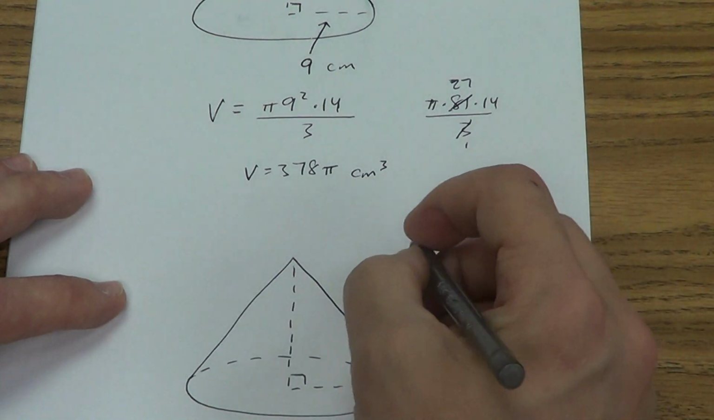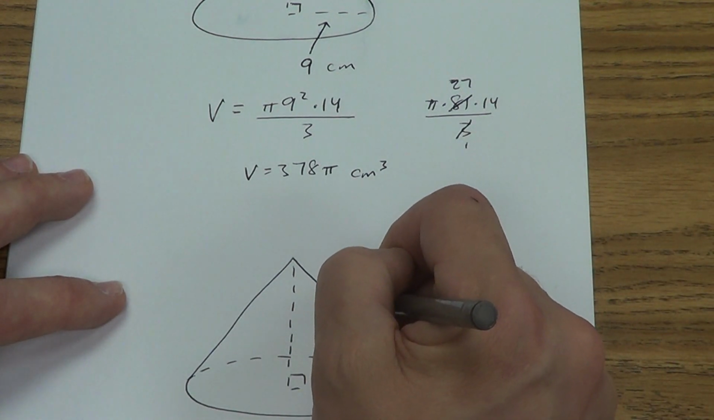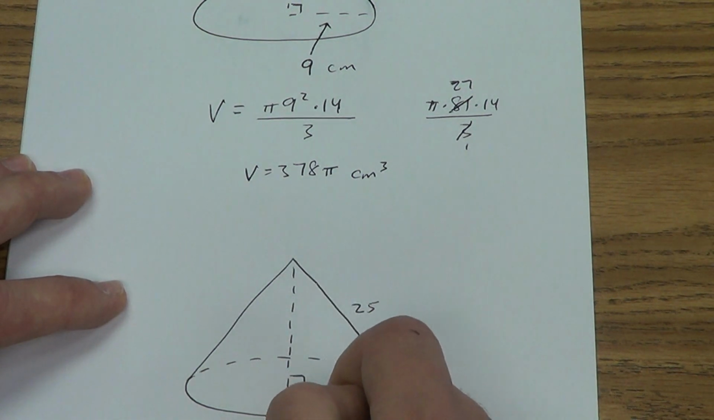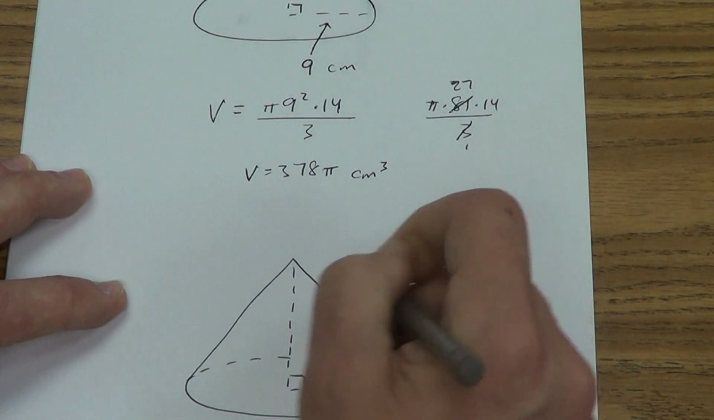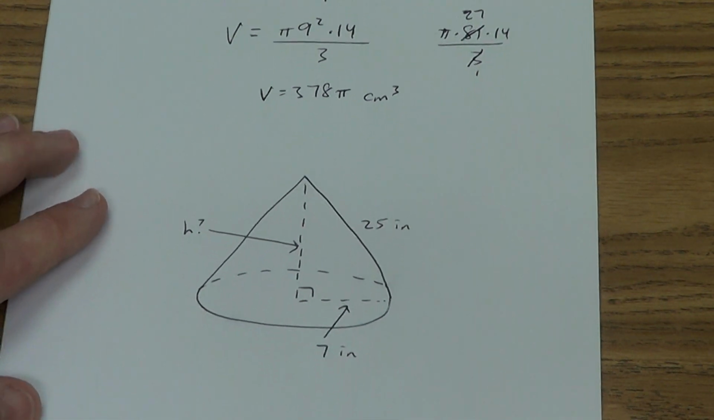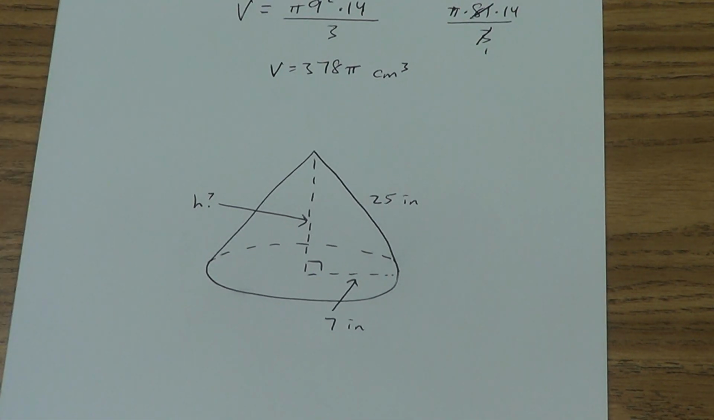Okay? So let's make this a 25 and a 7. We'll go with inches, inches. Don't know the height. Okay? I want you to find the volume. So 7, 25, we don't know the height. All right, attempt this one. If you don't remember how to start, all right, I'll give you about 30 seconds of a pause time for those who know what they're doing.